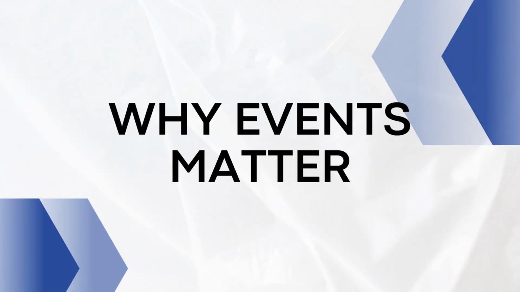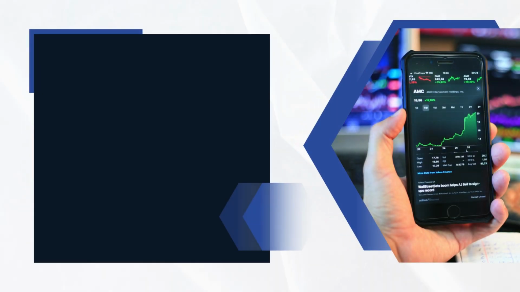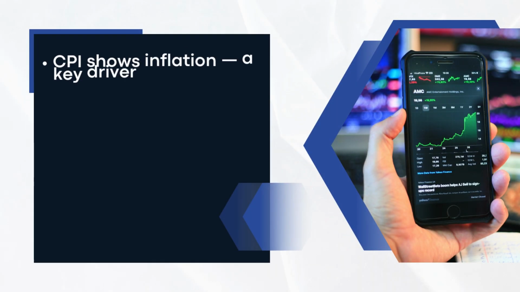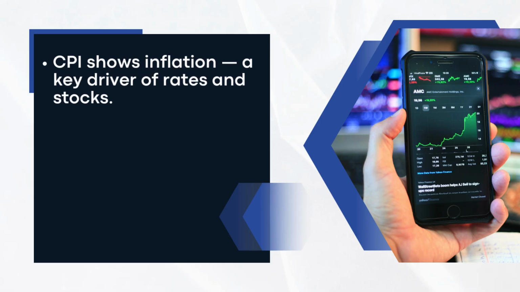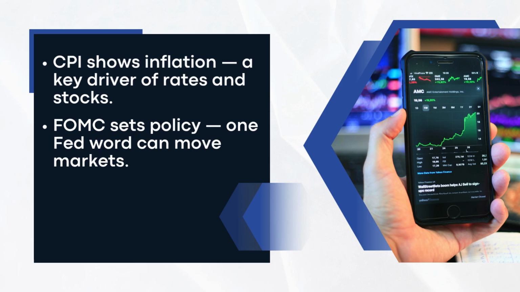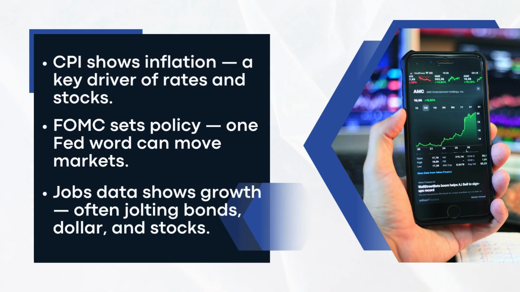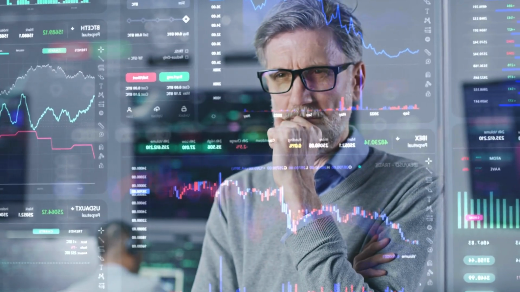Why events matter. Events like CPI, FOMC, and Jobs Day are catalysts. CPI reveals inflation trends, a big driver of rates and equity moves. FOMC meetings set monetary policy. One word from the Fed can swing the market. Jobs data signals economic health, often sparking volatility in bonds, the dollar, and equities. Markets hate uncertainty. These events remove it, which is why implied volatility spikes before the release and then collapses after.